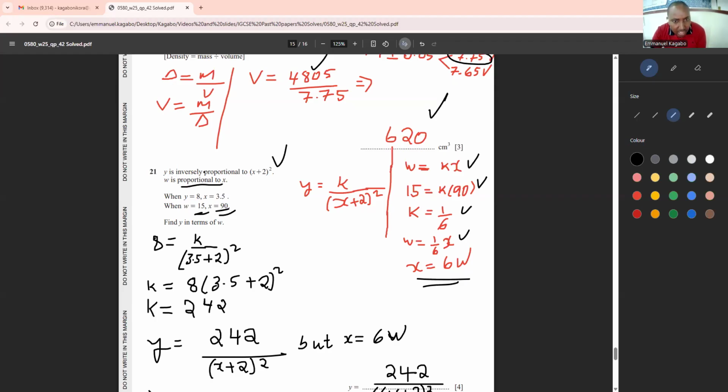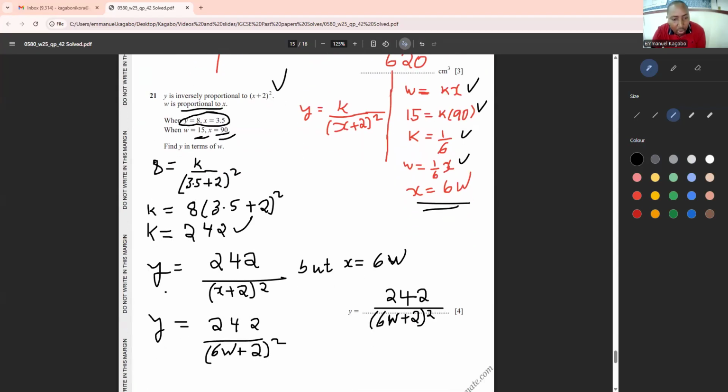Then again, they said y is inversely proportional to this. So 8 equals, I'm using this. y equals K over that. Then K will be equal to that. When you work it out in the calculator, you're going to have that value. Okay. Now, y equals, I'm substituting in this. And after getting the value of K, y is equal to 242 over (X plus 2) squared.